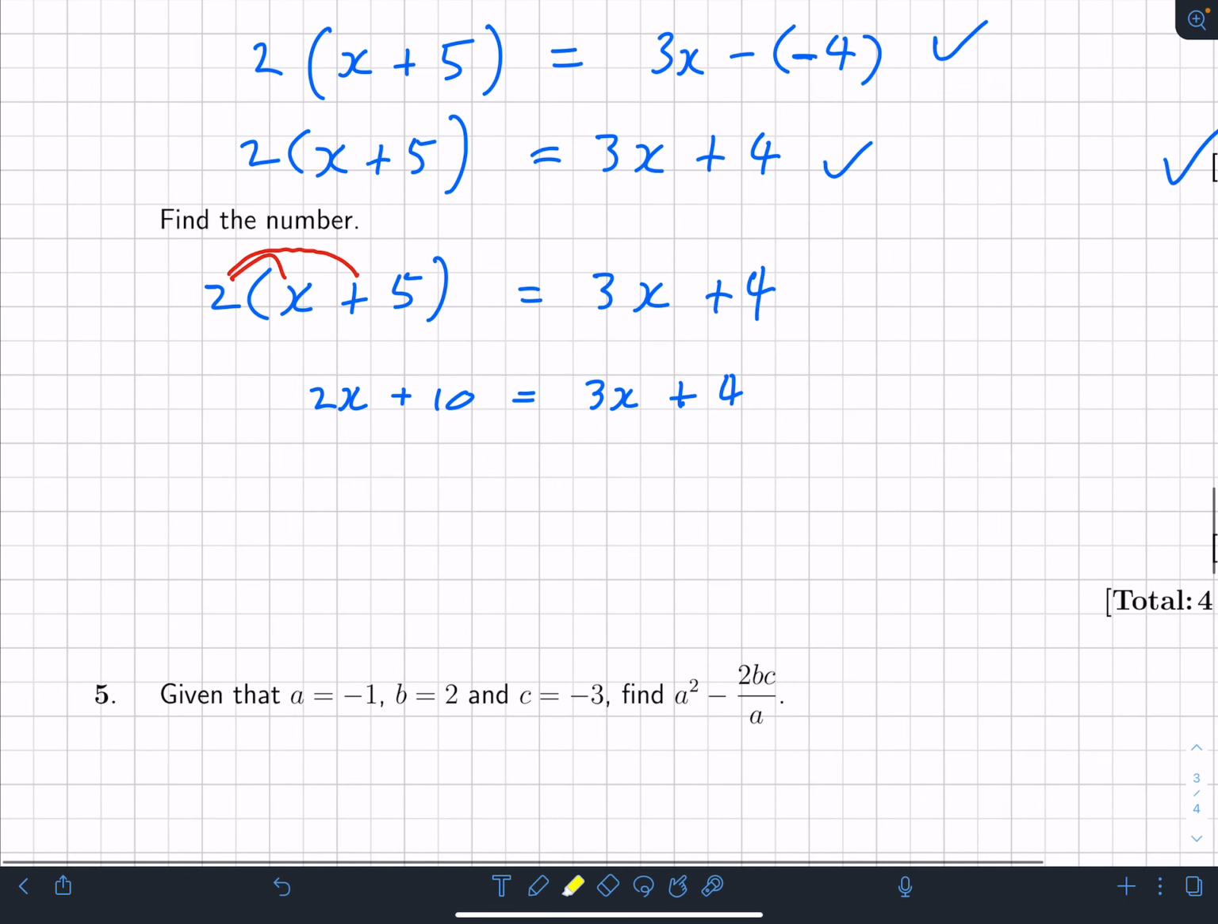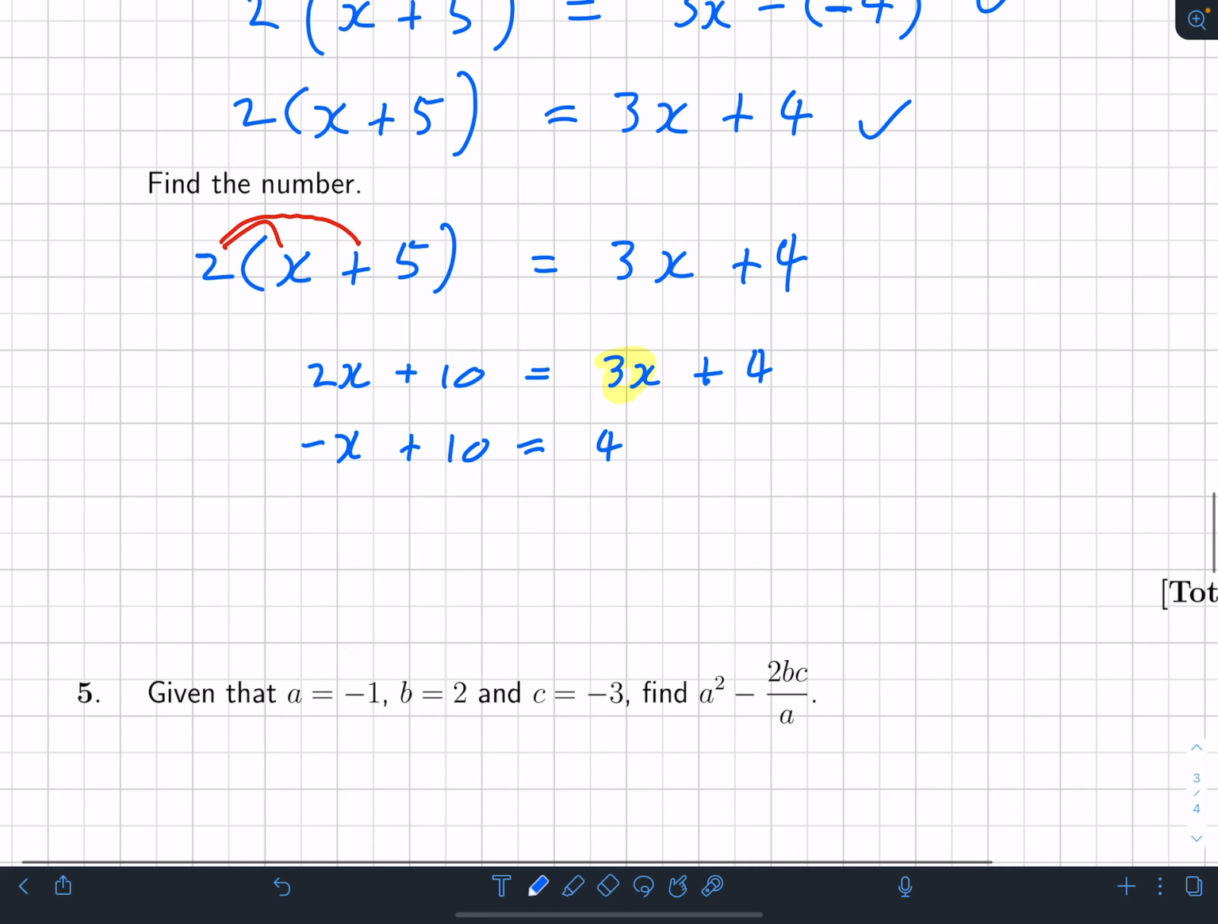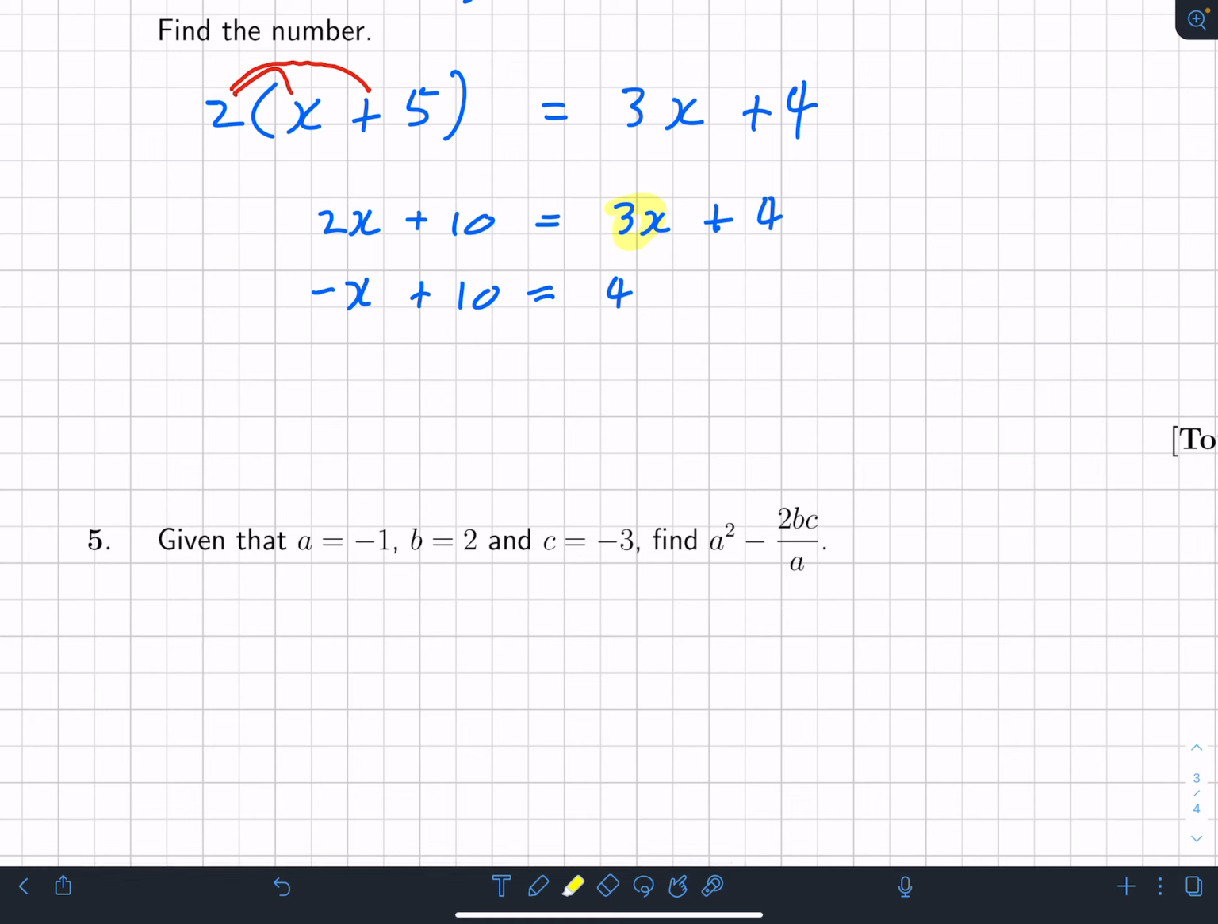Okay, now we need to do an inverse operation to remove the 3x from the right-hand side of the equal sign. So we're going to minus that amount from both sides. So 2x, and then now on the left-hand side, minus 3x. So that's minus x plus 10 equals 4. Now we want to remove the positive 10 from the left-hand side of the equal sign. So we're going to minus that from both sides of the equal sign. And so now we've got, on the right, 4 minus 10. So that's minus 6.